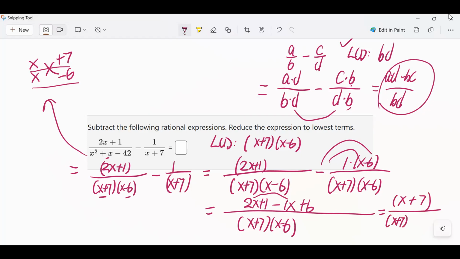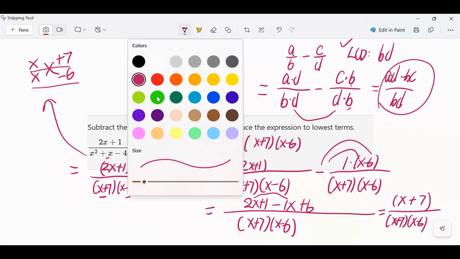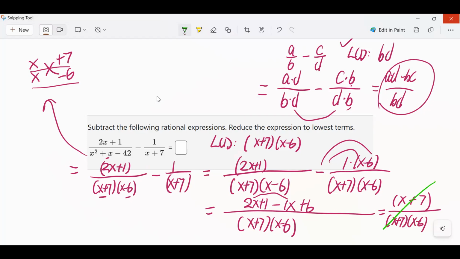Now, one more time, we see that as a common factor, right? So we're going to cancel that. Cancel this common factor, then the answer is x minus 6. But with the 1 on top, right? 1 over. But that's the invisible 1, put that back. That's the answer. Okay.